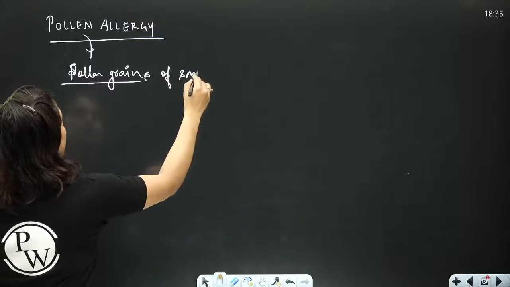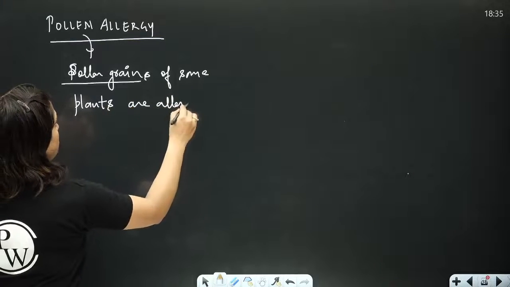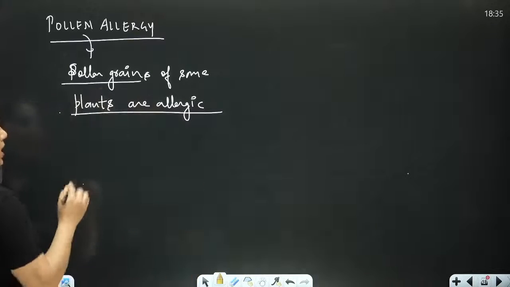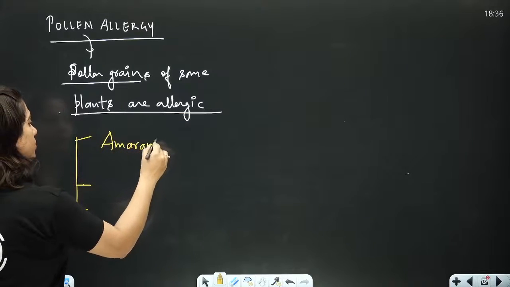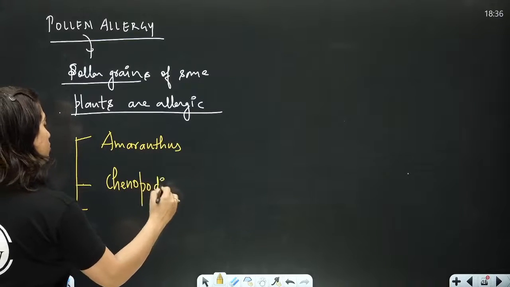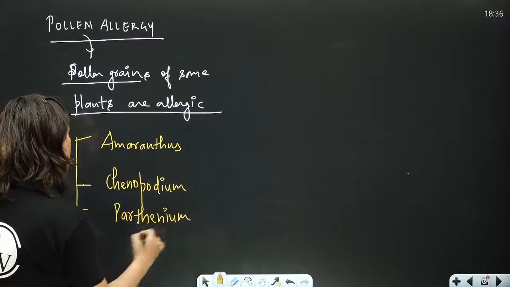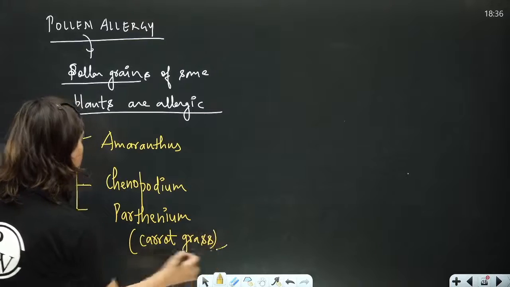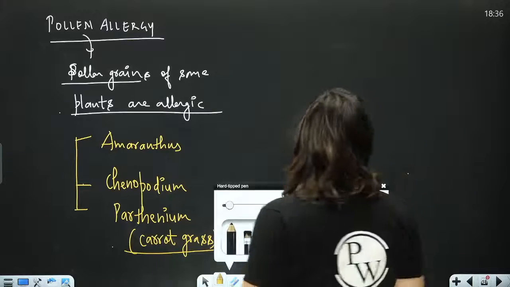And this phenomenon is called pollen allergy. And a direct question comes: the examples of those plants whose pollen grains can cause bronchitis or asthma. The examples are Amaranthus, Chenopodium, and Parthenium. Parthenium is also called carrot grass. So important: Amaranthus, Chenopodium, and Parthenium.